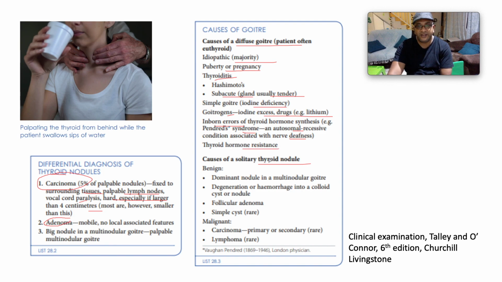Causes of solitary thyroid nodule are split into benign and malignant. So benign, it could be a dominant nodule in the setting of a multinodular goiter. It could be degeneration or hemorrhage into a colloid cyst or nodule. It could be follicular adenoma or a simple cyst. But malignant flavor comes in either carcinoma or lymphoma, and the carcinoma can be either primary or secondary, which is somewhat rare.